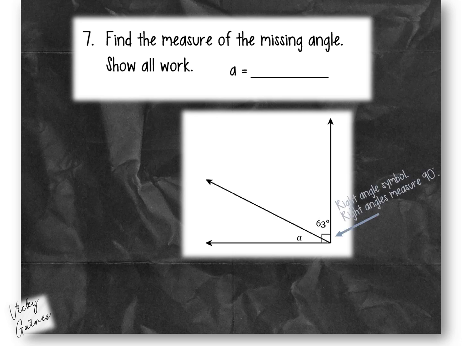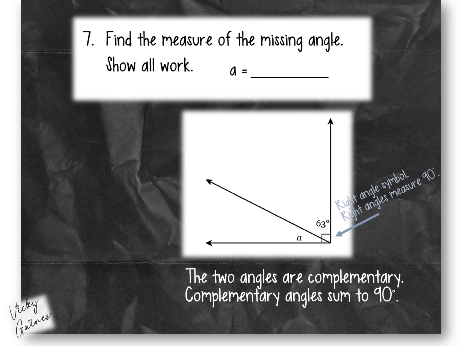Number 7, find the measure of the missing angle. Well, that symbol right there tells us it's a 90-degree angle. So that means they're complementary. They add up to 90 degrees. So subtract the 63 from 90. Answer 27 degrees. So A is 27 degrees.